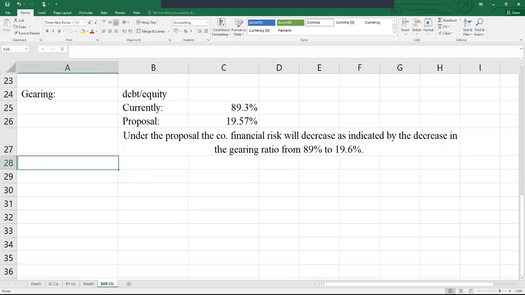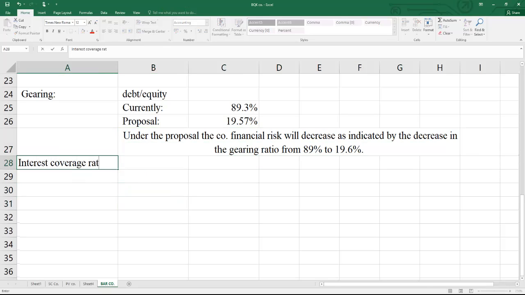That's for the company gearing, as you make the comment. Okay, this is a good proposal. It results in a decrease in the company's financial risk, as shown by the decrease in the gearing ratio from 89% to 19.6%. Okay, what about the interest coverage ratio? That's the next thing, the interest coverage ratio. How many times can the company's profit pay off the interest?